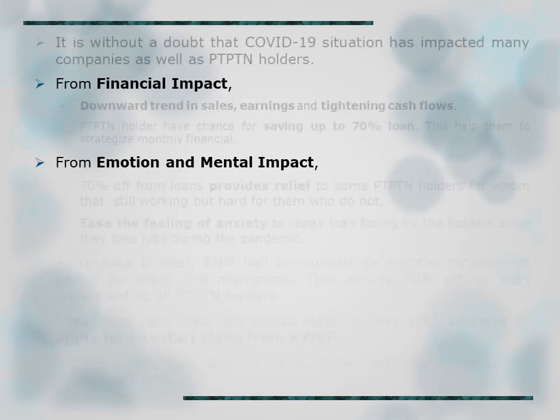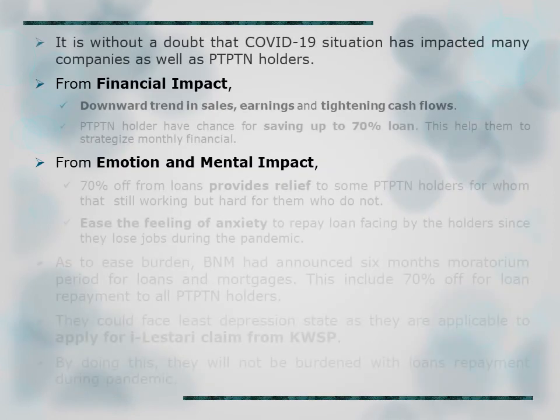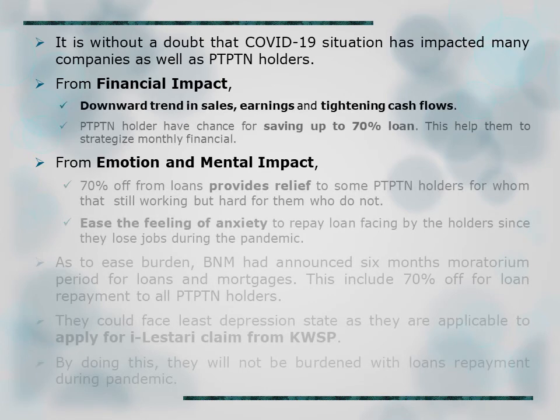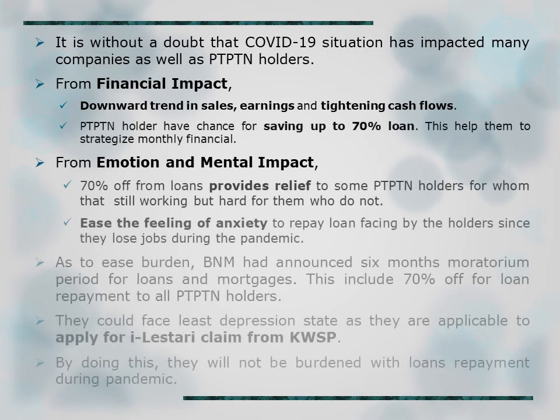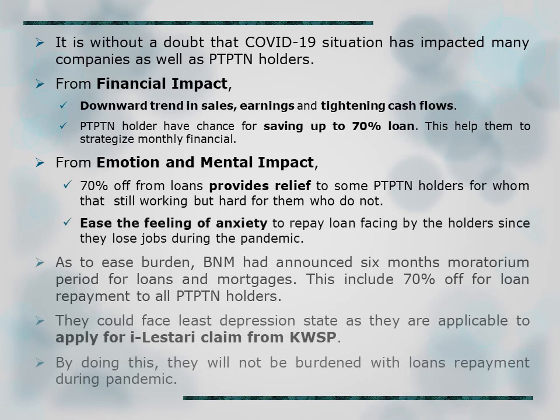It is without a doubt that COVID-19 has impacted many companies and PTPTN holders. So from the financial impact, it caused a downward trend in sales, earnings, and cash flows. PTPTN holders have a chance for saving up to 70% of the loan. Also from the emotional and mental impact, 70% off from the loan provides relief to some PTPTN holders and eases the feeling of anxiety.